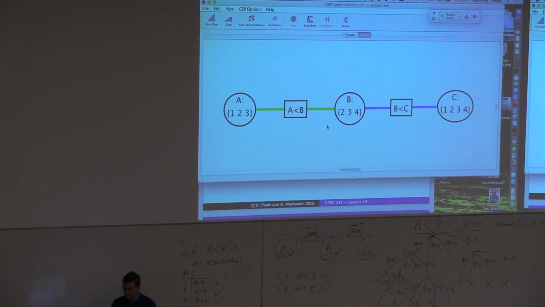What if I do this one? What if I do this one here, B, this one on the right? What's it going to do? Prune 1 from C. Oh! What did it do then? Yeah, there's no 1 in B, so prune both 1 and 2, right?